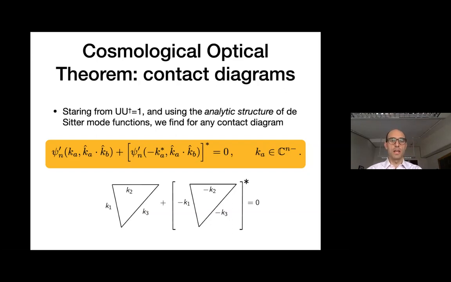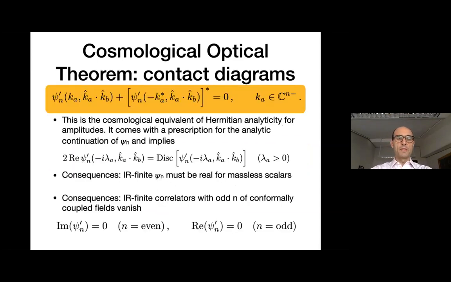This expression can be extended to the whole lower half complex plane by an appropriate analytic continuation of the wave function that we provide in the paper. And this has to be 0. So this is the consequence of unitarity for contact diagrams. It is simple, but it has some interesting consequences. First of all, you should think of this as the cosmological equivalent of Hermitian analyticity for amplitudes. You can rewrite this expression as a relation on the negative imaginary axis between the real part of psi and the discontinuity of psi.